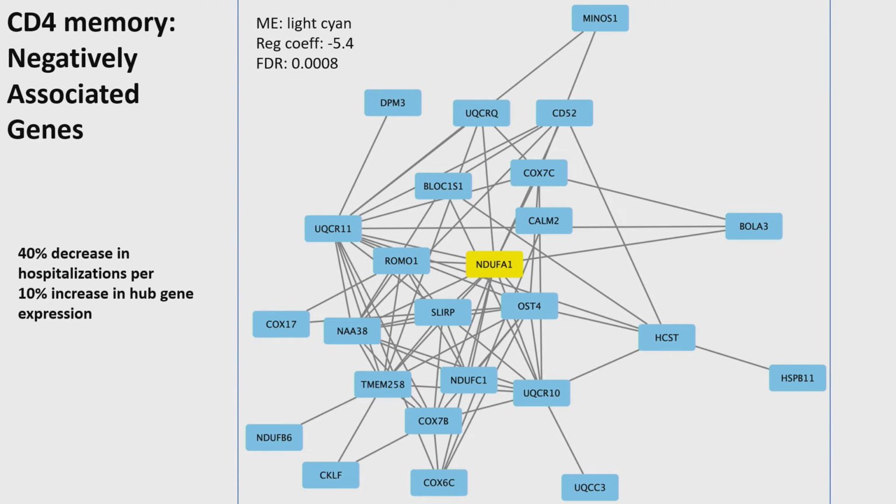When you looked at the WGCNA, another highly significant group that had a negative regression coefficient was the light cyan group. In that group, an increase in these genes led to a decrease in hospitalizations, and lo and behold, the hub gene for that group also makes up one of the subunits for complex 1 in the electron transport chain. A 10% increase in this leads to a 40% decrease in hospitalization. So this is a whole other way of looking at it, network analysis, but showing similar data to what we saw with the individual genes.